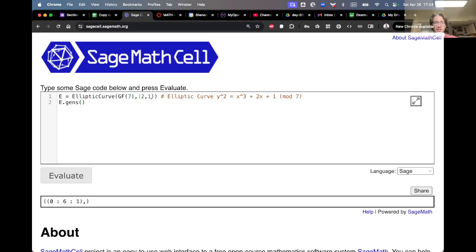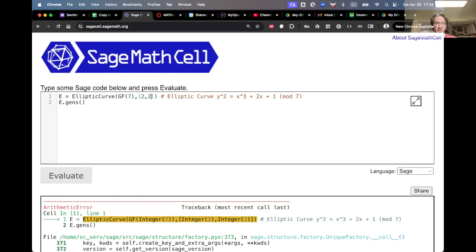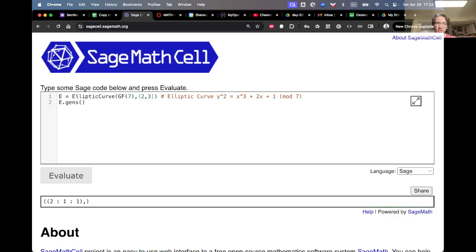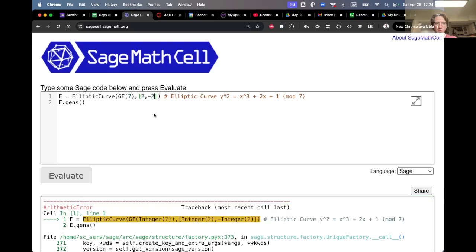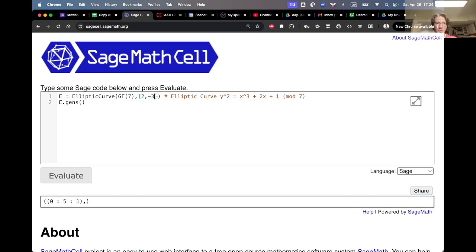Let me change this elliptic curve until we get 2 generators. That one is a bad one. It's a singular one. We get a single one. What about here? I'm genuinely not sure if it's going to give me 2 at any point here. Nope. Let me change this to a 3. Let me change this to a 0. There we go. There's an elliptic curve.